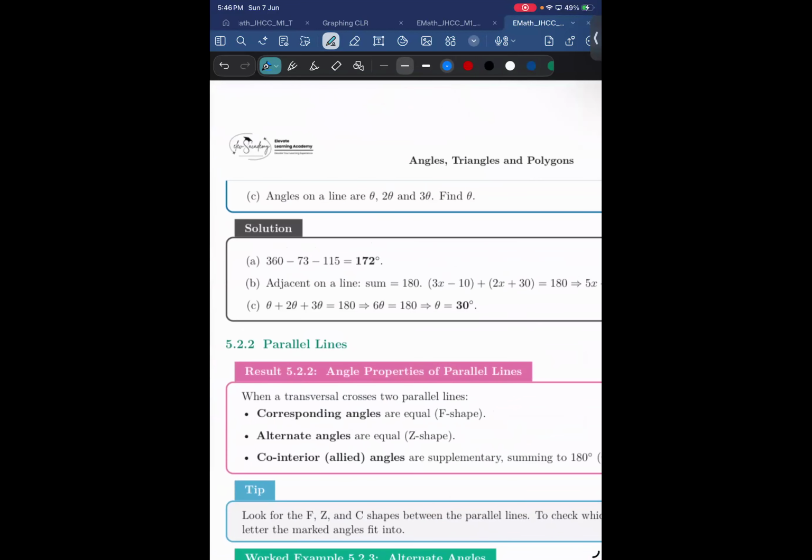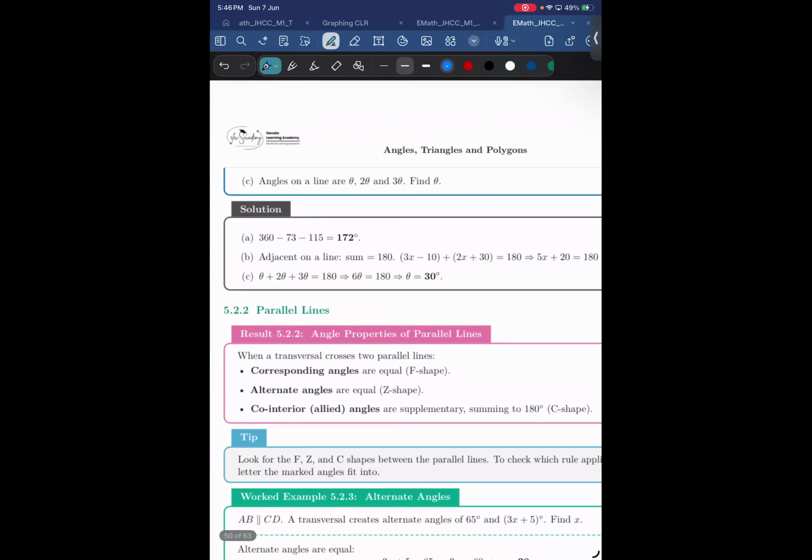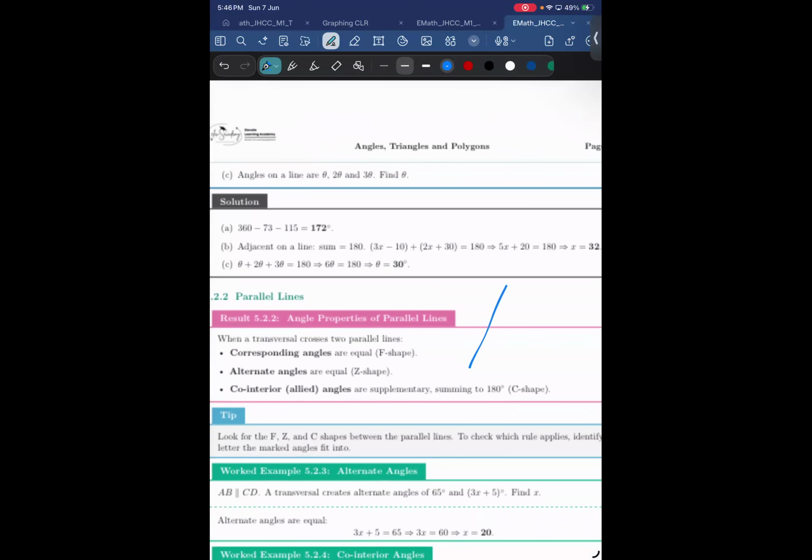Then now we look at parallel lines. Corresponding angles. There's an image here. Corresponding angles look like this. So this angle will be equal to this if these two lines are parallel. Then alternate angles.